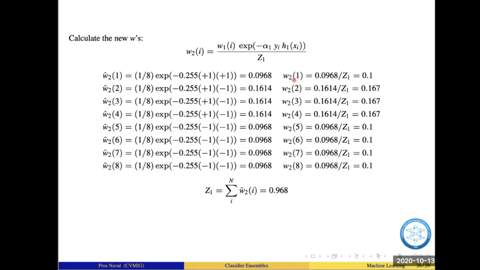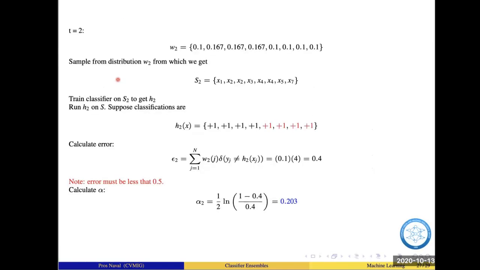So now we have W2. We now have a new distribution. As you notice, the new distribution will focus more on those elements which were erroneously classified: the second, third, and fourth. So this is 10%. This is 16%. If you sample from this distribution, you will more likely get these points x2, x3, x4 compared to the other points x1 and the rest.